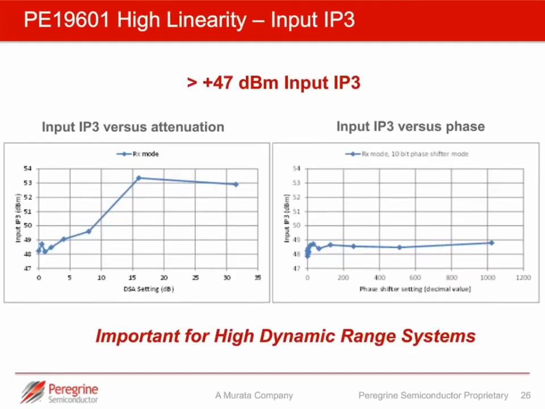Moving on to linearity. We said linearity was important for high dynamic range systems, and these two charts are showing input IP3 for the PE19601. The left-hand chart is showing the entire attenuation range of the device. So we have in excess of 30 dB attenuation range, and the linearity is above 47 dBm. Similarly, across the entire phase shifter range, we're seeing very consistent and very high linearity.